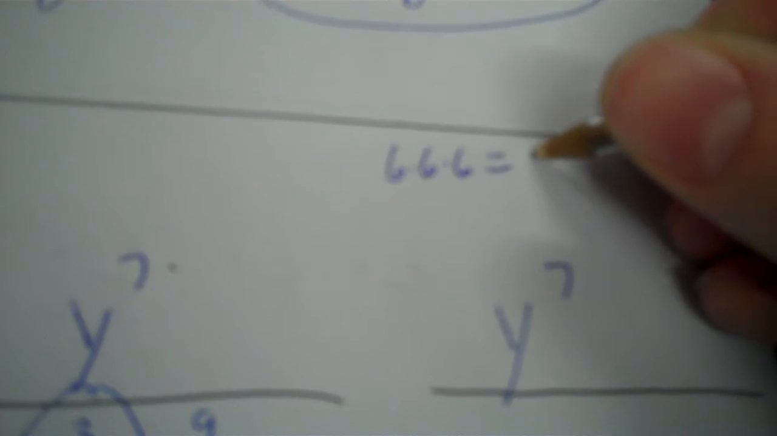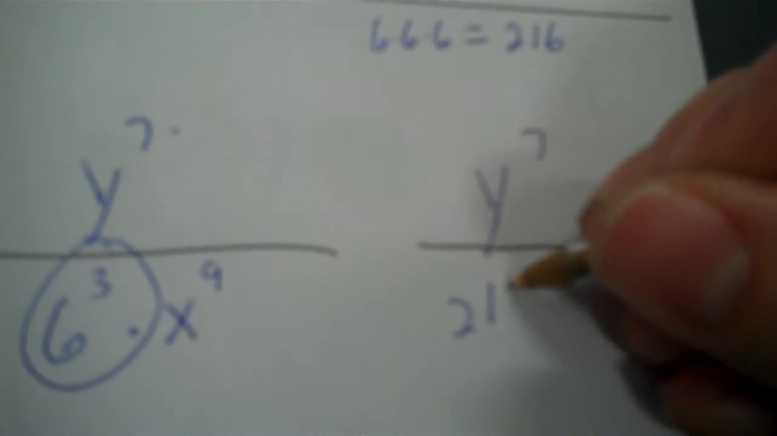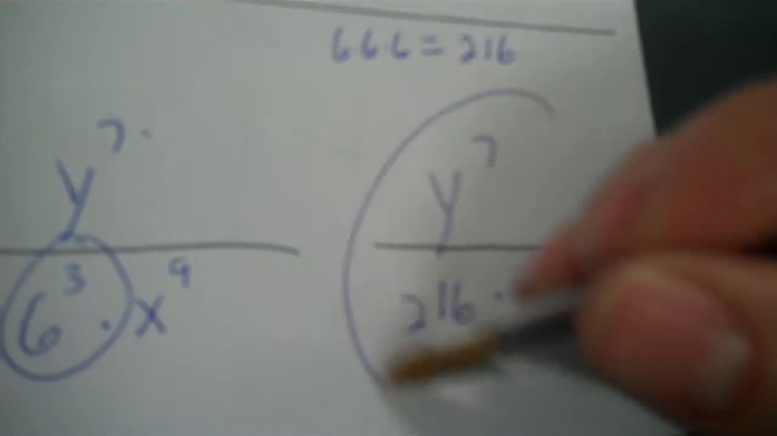Okay, now what switches, what stays? Well, that's a switch. It's on top, the base 6 switches to the bottom so that its negative 3 can become a positive third power. Negative 9, that's a switch. It goes to the bottom so that the negative 9 can become a positive 9. At 7, that's a stay. Okay, so y to the 7th can't be simplified. On the bottom, we can simplify 6 to the 3rd. That means 6 times 6 times 6. That's 216. Then x to the 9th.